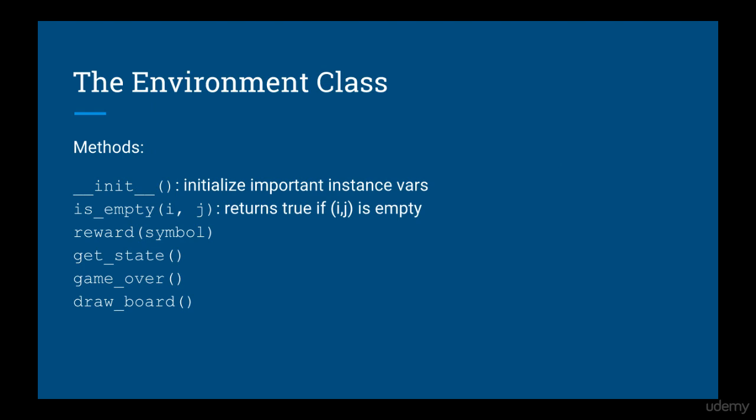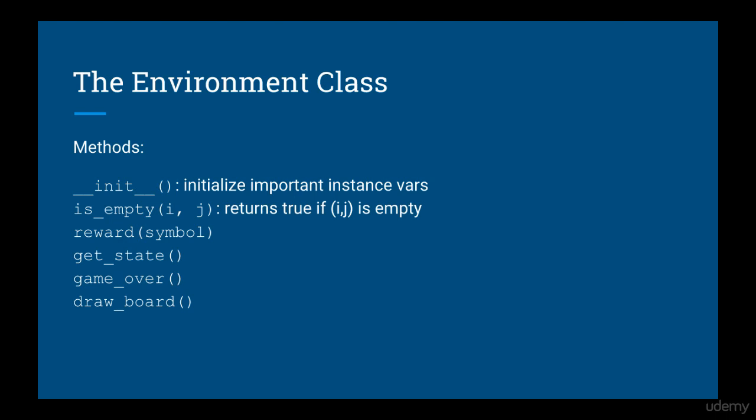There's the constructor, where we initialize important instance variables. There's isEmpty, which tells us if a location on the board is empty or not. There's reward, which gives us back a reward when we pass it the symbol representing a specific player. There's getState, which we looked at earlier. It takes the state of the board and returns a number.